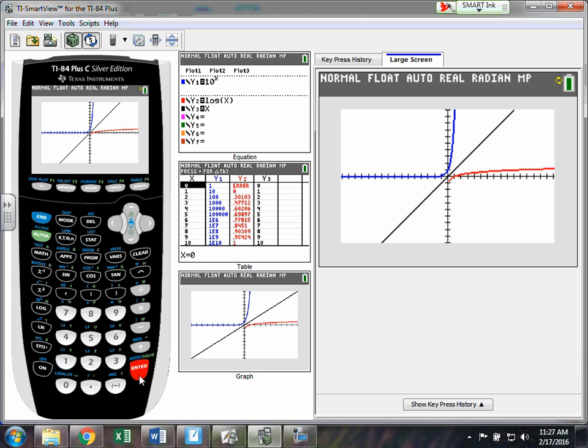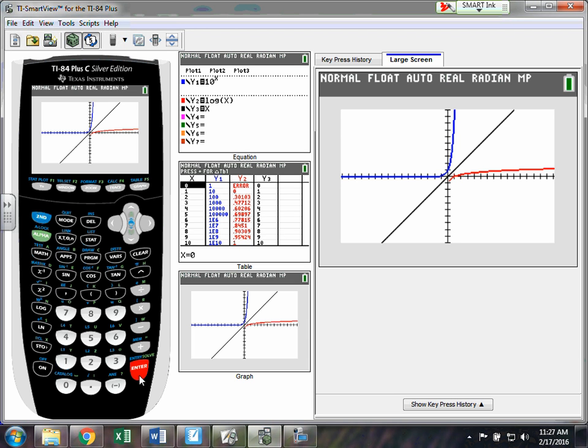What behavior will take the blue to match the red? You notice it's a reflection. We can flip the blue across the line y equals x and match up the red. That is, 10 to the x is the inverse of log x, which we just noted before. This is just a graphical representation that they are actually inverses of each other.